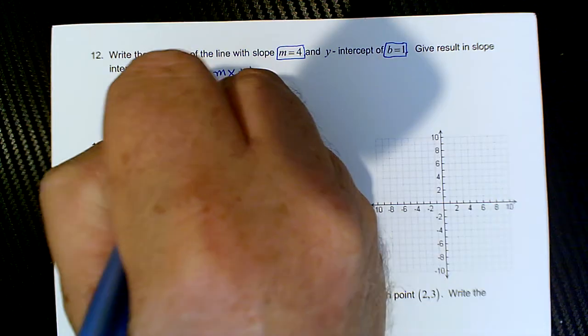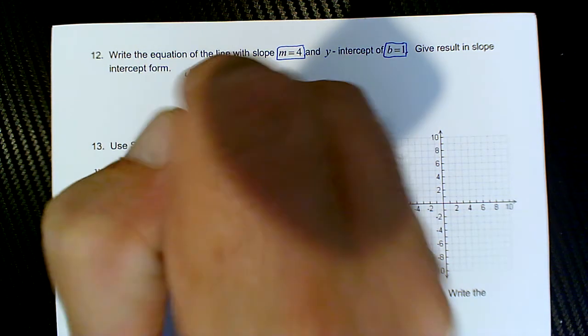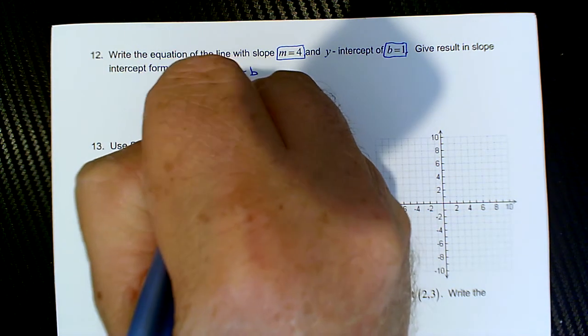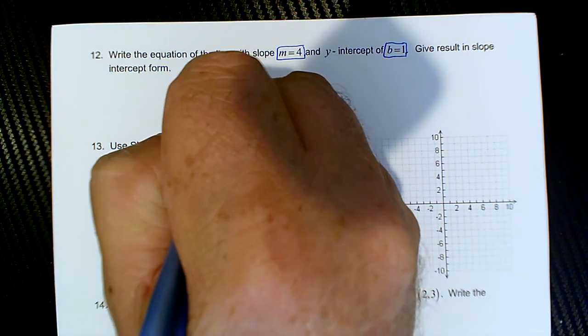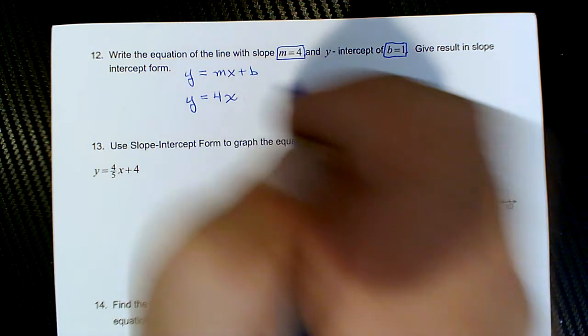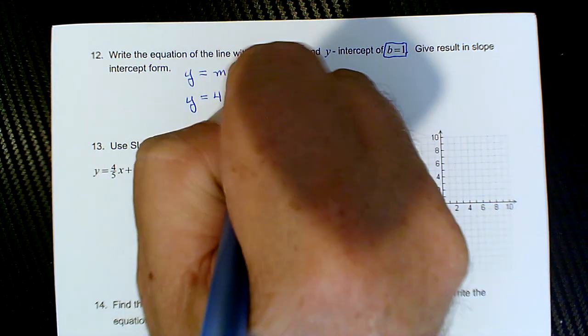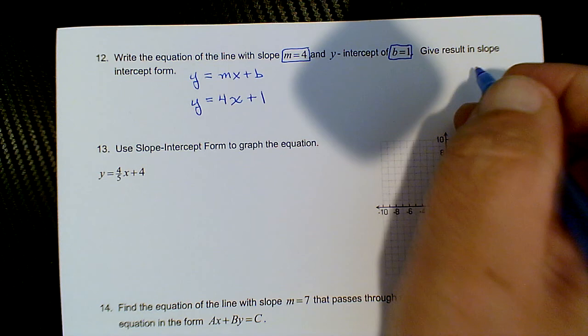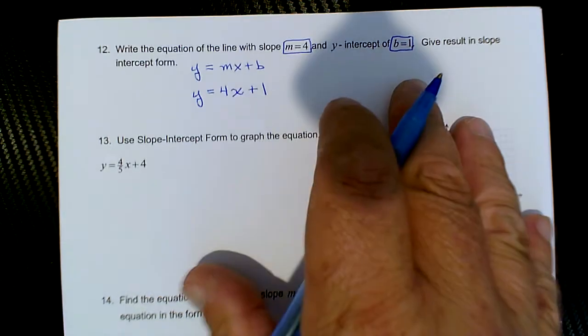So all that we do is substitute 4 for m, so y equals, we leave the y and we leave the x, so y equals 4x, and then plus the value of b is 1, and that is in slope-intercept form. So that's all there is to that problem.